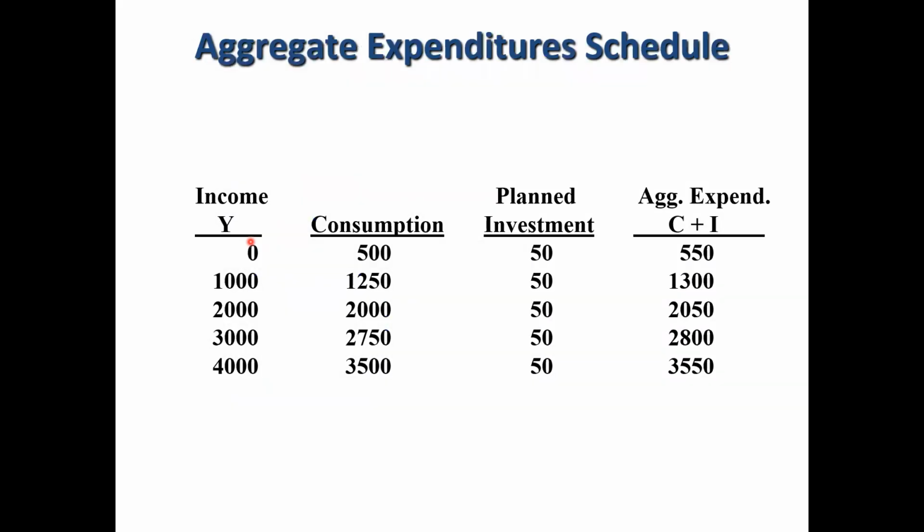This is a very important schedule for the aggregate expenditure, in which we have variables of income, consumption, planned investment, and here planned investment is fixed, and aggregate expenditure, which will equal consumption plus planned investment. So here, if we have zero income, zero Y, we have a consumption of 500. Here we have planned investment of 50. This means that aggregate expenditure, the summation of consumption plus planned investment, will equal 550.